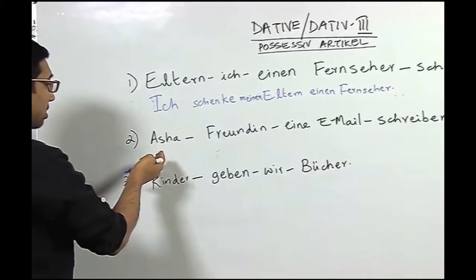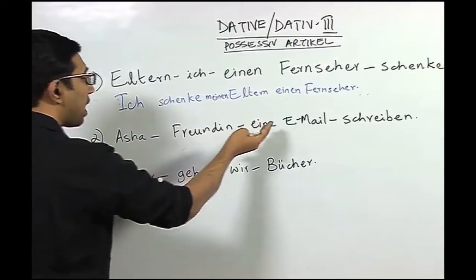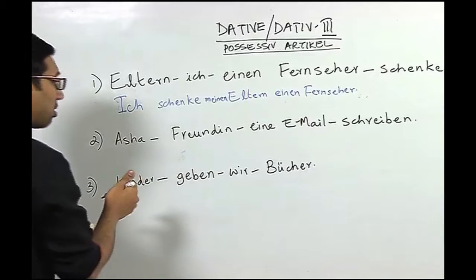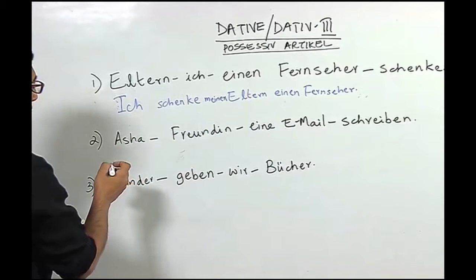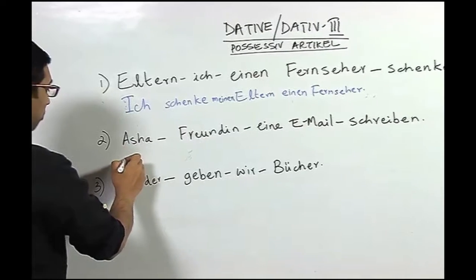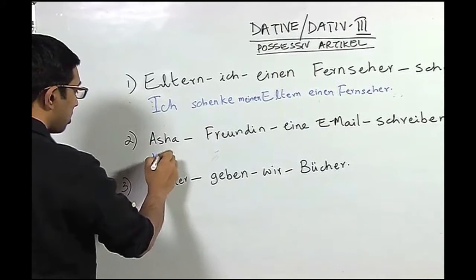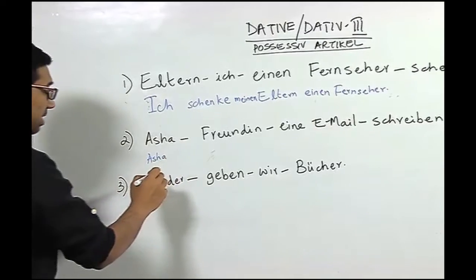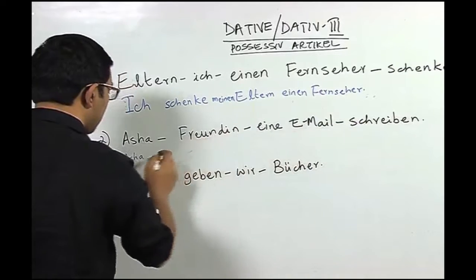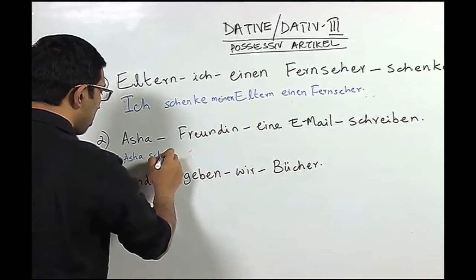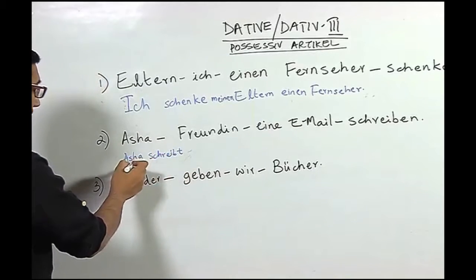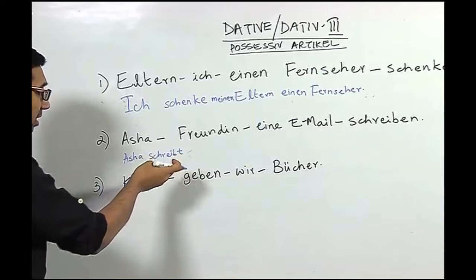Again, we have 4 elements: Asha, Freundin, eine E-Mail, schreiben. Now, here, first of all, we have to locate who is the nominative. Here, we have Asha as the nominative or the subject. So, we begin the sentence with Asha. Now, at the second place, you know, we always need the verb. We have the verb schreiben here. We conjugate the verb according to the third person singular, which is Asha. That's why we have the ending t.